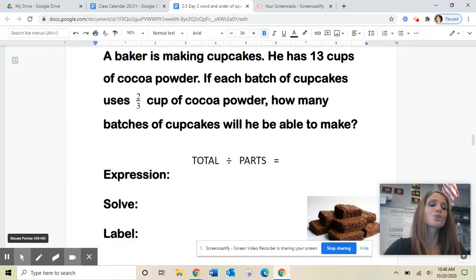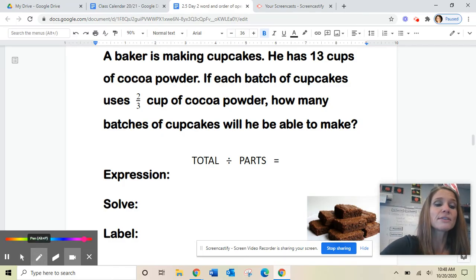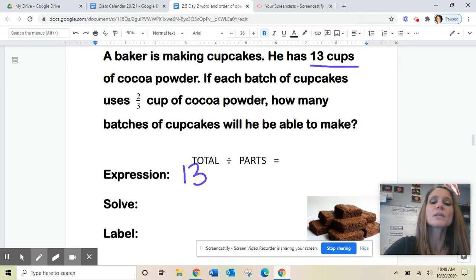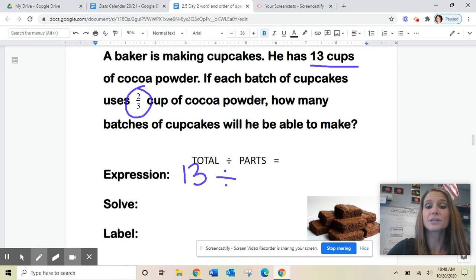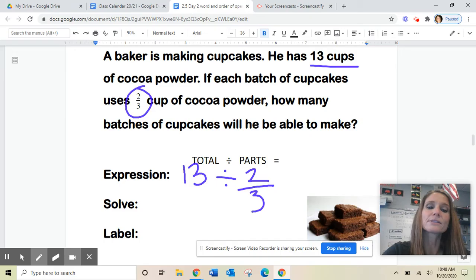has to order more. So my expression would be the total amount of cocoa powder, which in this situation, I see that he has 13 cups in all. I'm going to split it into the size that each batch needs. Each batch needs 2/3 of a cup. So every time I remove 2/3 of a cup, he's going to make a batch. And I want to keep doing that over and over and over until he runs out of cocoa powder. So my expression is the total cocoa, 13, divided by the size of the cocoa, 2/3.